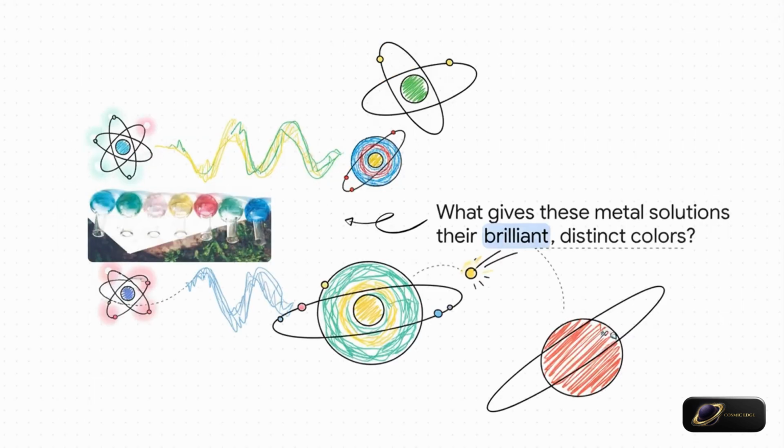Take a look at these solutions. Just, wow. How do they get these incredible, vibrant colors? What is going on at the atomic level that makes one blue, another one pink, and a third yellow? Well, the answer, as we're about to find out, is hiding deep inside the atom.